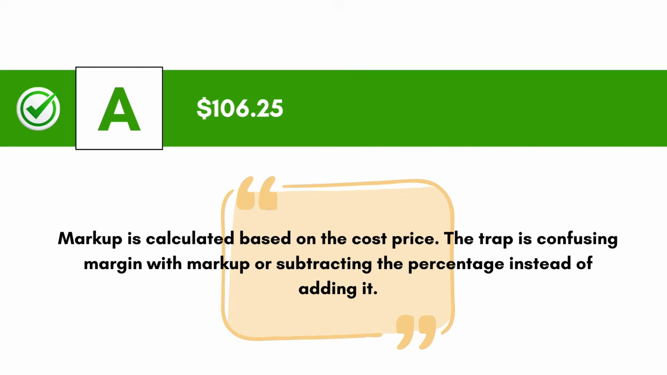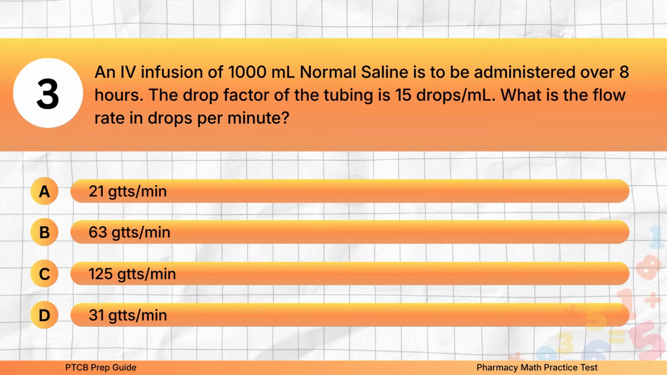Markup is calculated based on the cost price. The trap is confusing margin with markup or subtracting the percentage instead of adding it. Now, let's look at an IV infusion rate problem involving drop factors. Question 3. An IV infusion of 1,000 milliliters normal saline is to be administered over 8 hours. The drop factor of the tubing is 15 drops per milliliter. What is the flow rate in drops per minute?